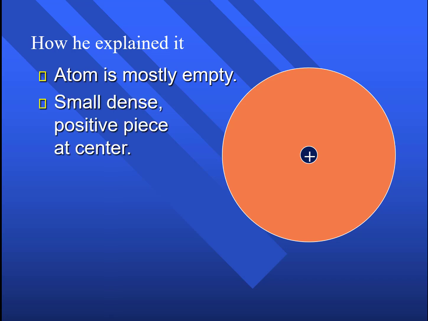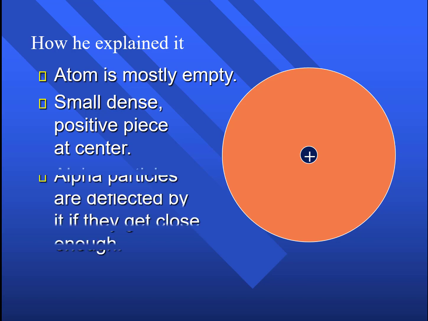But there had to be a positive piece in that atom to push it away, because the alpha particle is positive, so positive and positive repels. So he knew that the piece had to be positive, and he knew it had to be really small, because very few turned. And the ones that turned were the ones that got close enough. If they get close enough, they turn.